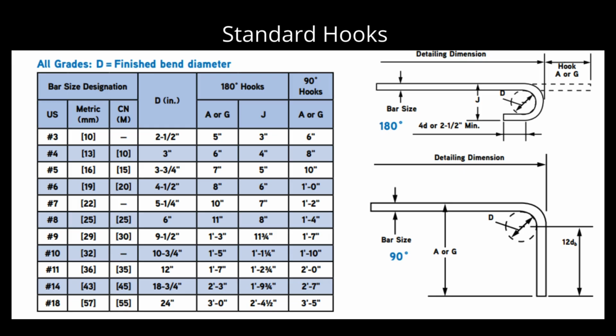In this table, you can see recommended standard hook dimensions. We need to look at A or G values in this table for 90 degree and 180 degree hooks. For example, for number 5 rebar, 90 degree hook length is 10 inches and 180 degree hook length is 7 inches. We just need to remember to look for A or G values. That's all we need to know about standard hooks.